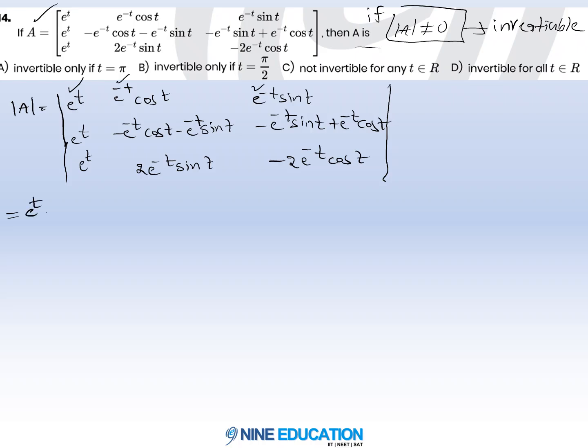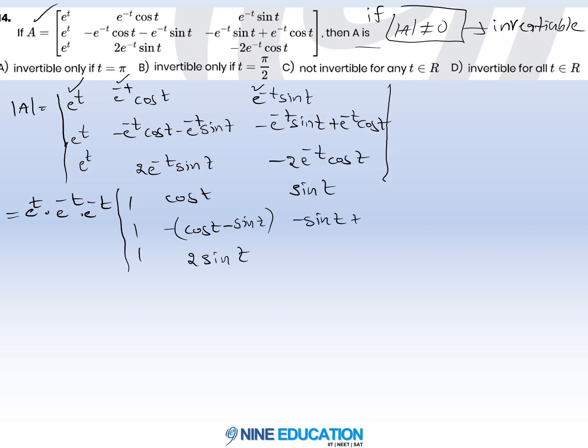So we'll get e power t into e power minus t into e power minus t. This 1, 1, 1. And we'll be left with cos t in the column 2 here. And e power minus t is taken common. And even we can take minus common here. We'll get minus of cos t minus sin t. And here 2 times sin t it is. And the same from column 3, if we take e power minus t common, we'll get sin t. And here minus sin t plus cos t, and here minus 2 times cos t it is.